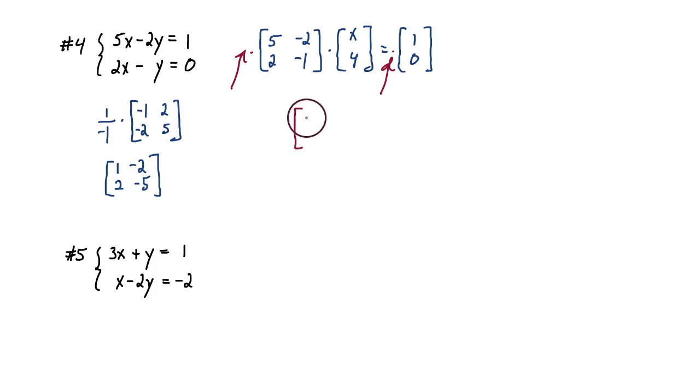It's going to make xy equals, and now we'll give our answer in this column matrix. 1 times 1 is 1 plus negative 2 times 0, so that makes 1. 2 times 1 is 2 plus negative 5 times 0, so that makes 2. So our answer is 1, 2.